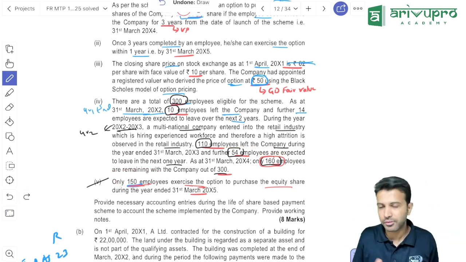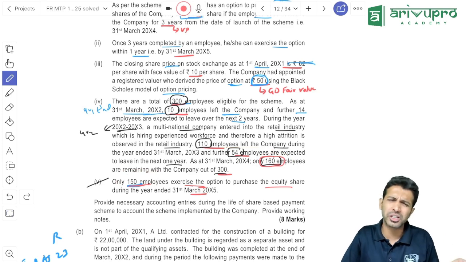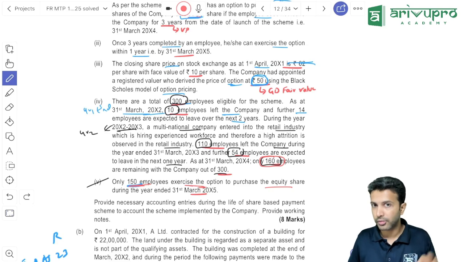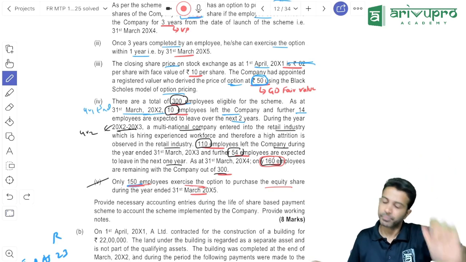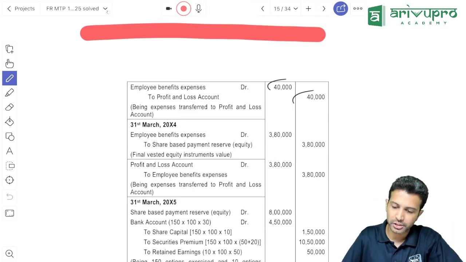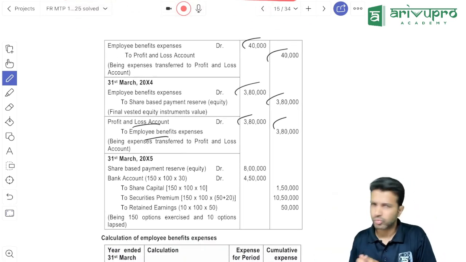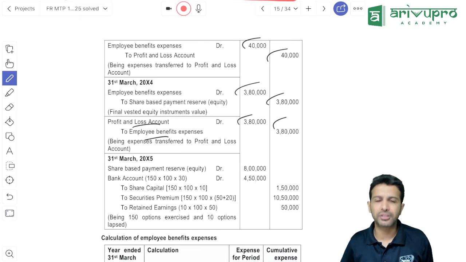Since they've given this information, we need to pass the journal entry. What journal entry? Sir, are the shares given free of cost? No. Shares are not issued free of cost. Employees have to buy the shares. So what is the journal entry for purchasing the shares? Now, one by one, we can go through. First, employees will buy the shares. So the entry will be what?